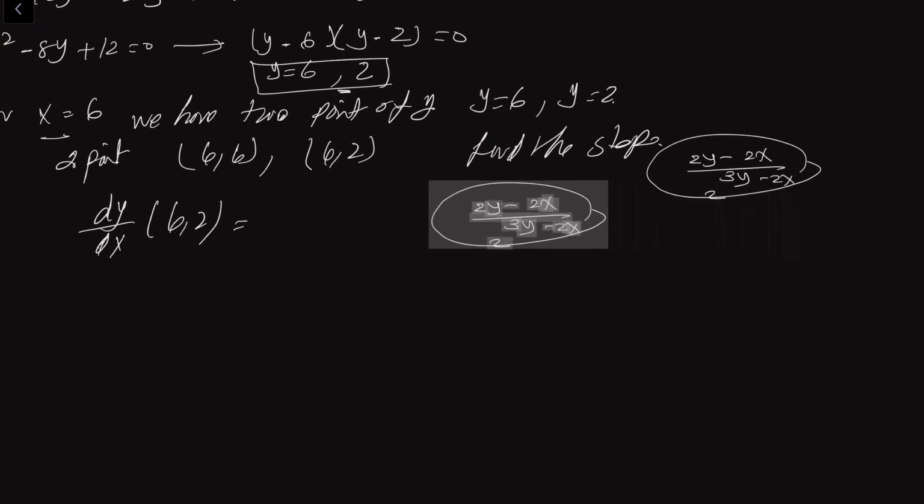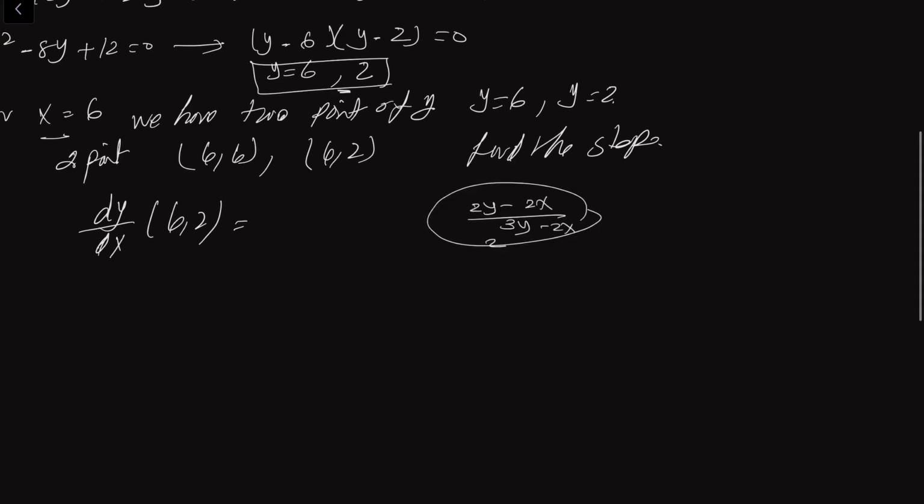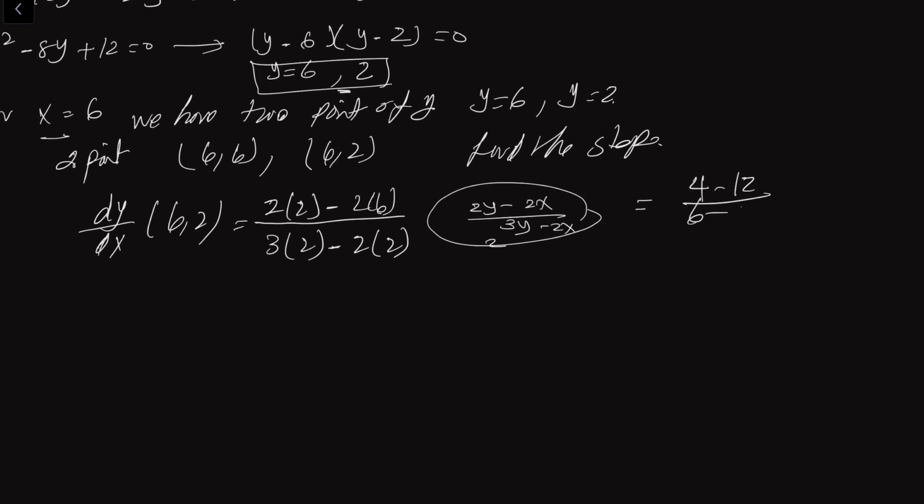All right, so that's the equation we have. So let's apply this. It will be equal to 2y, 2 times 2, so that's minus 2 times 6 over 3 times 2 minus 2 times 2. So it will be equal to 4 minus 12 over 6 minus 4.